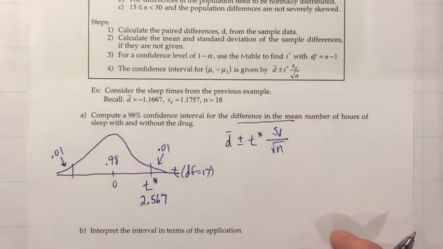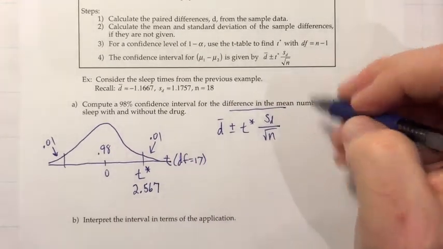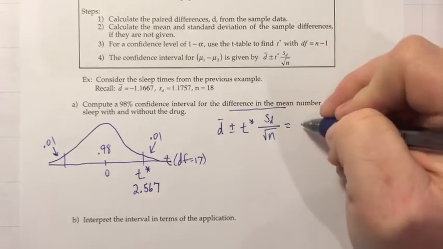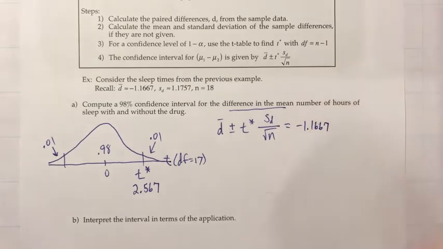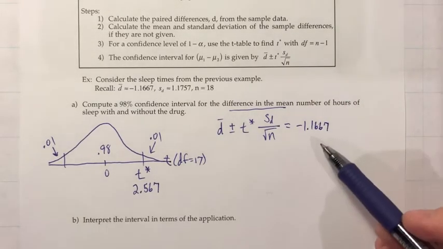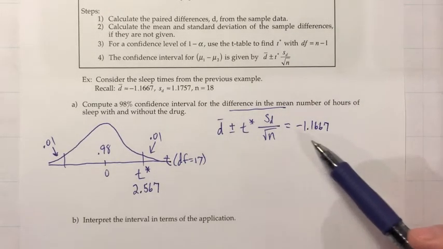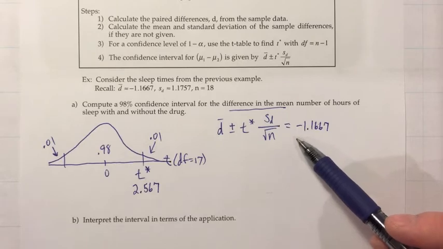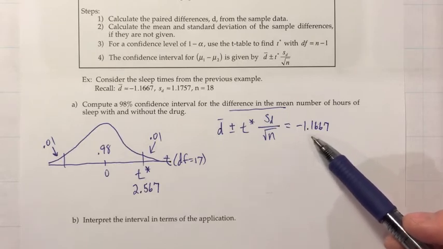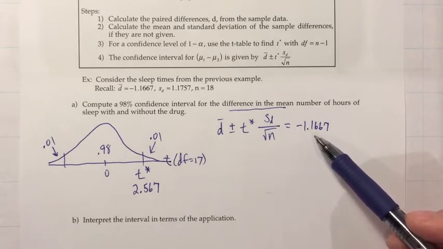All right, and then we want to just go ahead and start plugging all the numbers in. So d bar, negative 1.1667. So what does that number tell us all by itself? It means that in the sample, on average, people who took the drug slept 1.1667 hours per night longer than people who took the placebo. So we see the drug seems to have worked in our sample.